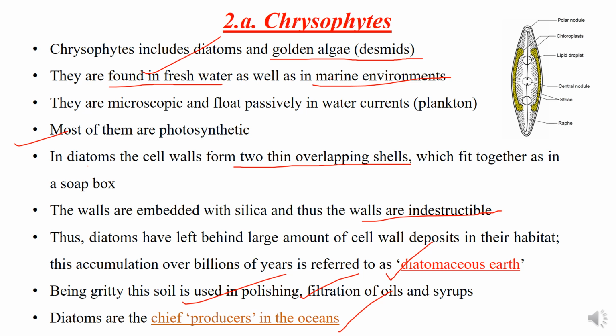Which of the following are the chief producers in the ocean? These diatoms. Why? Because diatoms synthesize fatty acids which are rich in heavy molecules. These fatty acids are the food material for aquatic animals like zooplankton, fishes and other aquatic organisms. That's why diatoms are known as chief producers in the ocean. So here two points we have to remember. Chrysophytes include both diatoms and golden algae, and diatomaceous earth we can observe under the chrysophytes, and diatoms are the chief producers in the ocean.